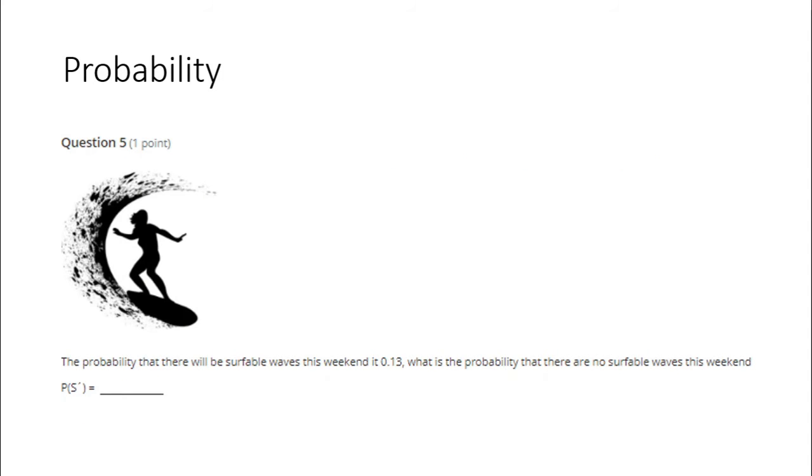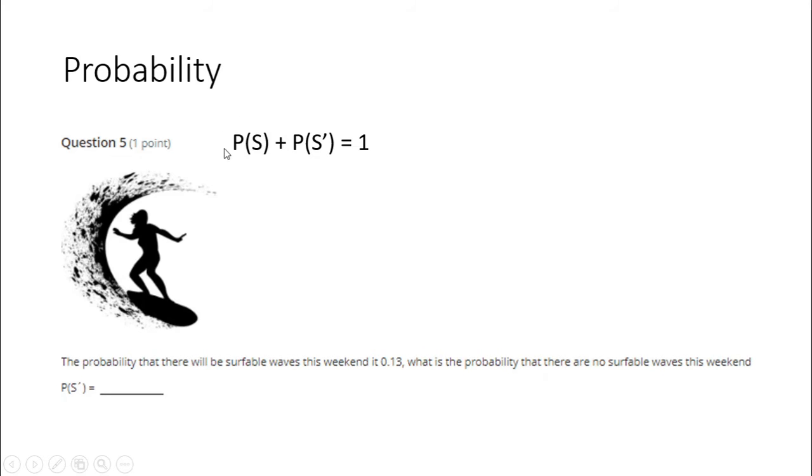Next, we're looking at probability again, but we need to remember one of the properties of probability is that probability is always a value between 0 and 1, 0 being impossible and 1 being certain. And the probability that any of the possible outcomes happen should add up to a total of 1. So here when we're talking about the probability of having surfable waves and the probability of not having surfable waves, those are all of the possible outcomes. So if I add those two probabilities together, the probability that there are surfable waves plus the probability that there are no surfable waves, that should add up to a total of 1.